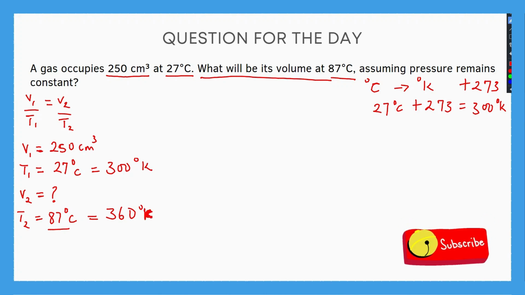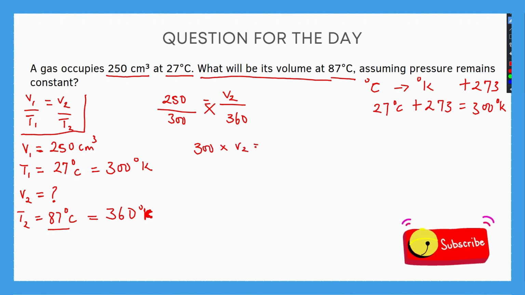Now that we have all our variables, let's put them into this equation and see what we'll arrive at. V1 is 250 divided by T1, which is 300. This is equal to V2, which is unknown, divided by T2. What is T2? 360. At this point, we can cross multiply. When we do, it becomes 300 times V2 is equal to 360 multiplied by 250.